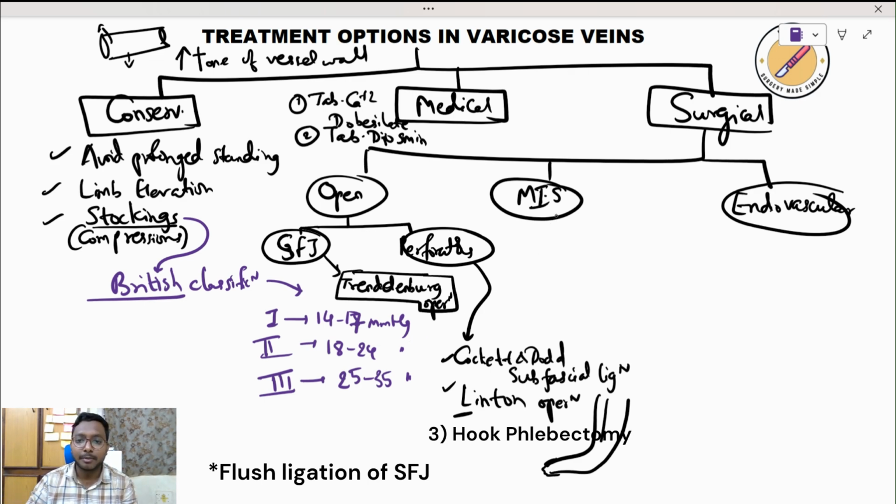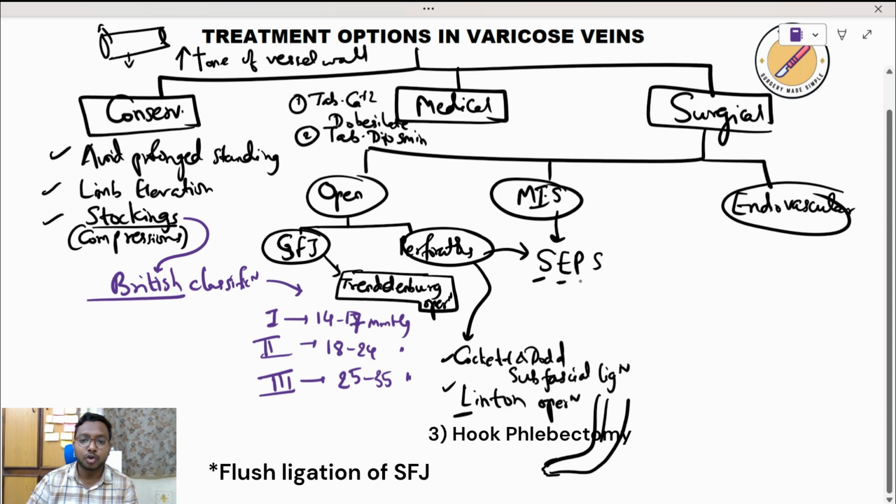Now coming to minimally invasive surgery, this is mainly only for perforator incompetence. The option is SEPS, subfascial endoscopic perforator surgery. I'll write down here. Subfascial endoscopic perforator ligation surgery. We are using an endoscope to do this. So that is SEPS.